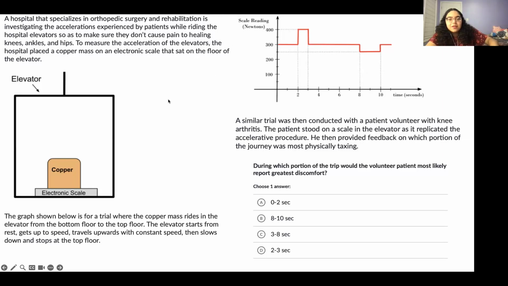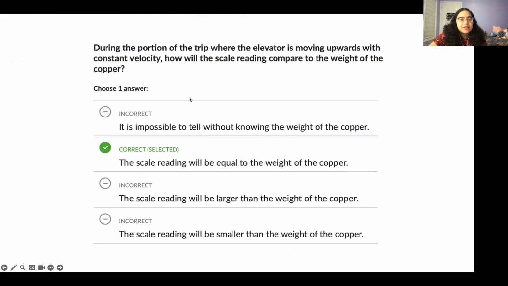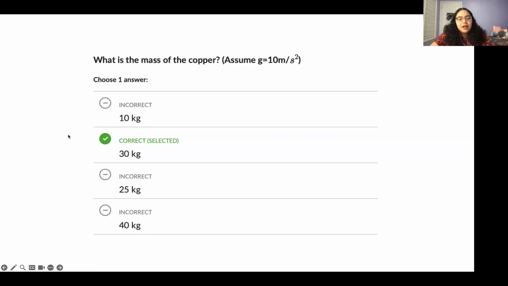Okay, so I'll start taking this up. For the portion of the trip where it's constant velocity, you don't have any acceleration going on. So the scale reading will be accurate, so it'll be equal to the weight of the copper. It's only when you have acceleration that things start getting wonky.